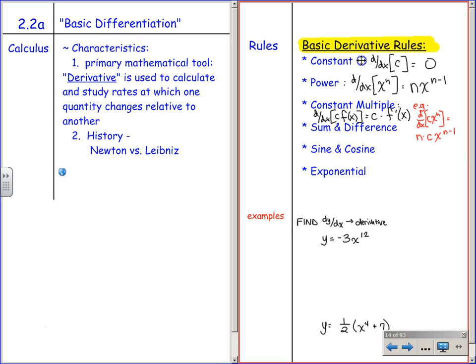Sum and difference. If I'm trying to take the derivative of some sort of addition or subtraction, we could say f of x plus g of x, I can just take the derivative of f plus the derivative of g, whatever those derivatives can be. Sum and difference rule. Guess what happens if there's a minus instead? Not much changes. If it's f plus g, it'll be f prime plus g prime. If it's f minus g, it's going to be f prime minus g prime.